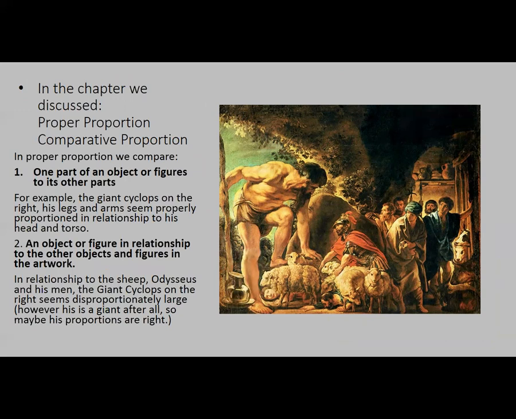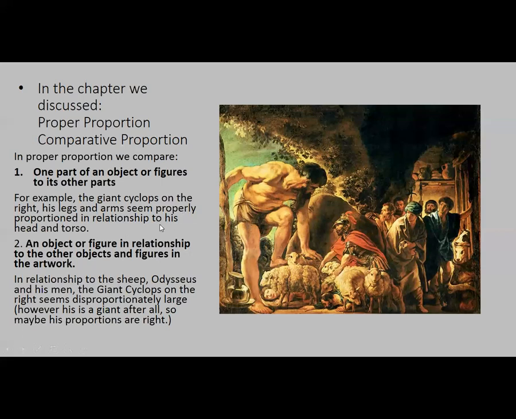So in proper proportion, we're comparing, in one example, one part of an object or figure to its other parts. So if we're talking about this giant cyclops here, it seems like his arms and his legs are in proper proportion compared to his torso and his head. Everything seems to be the right size. So that's when we compare part of something to the rest of that something.